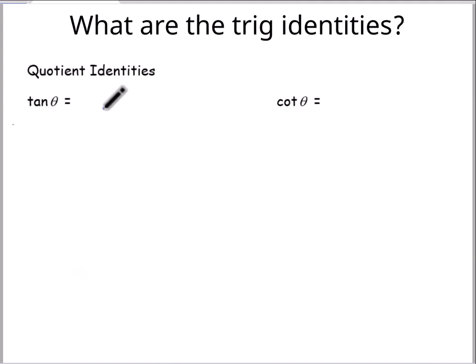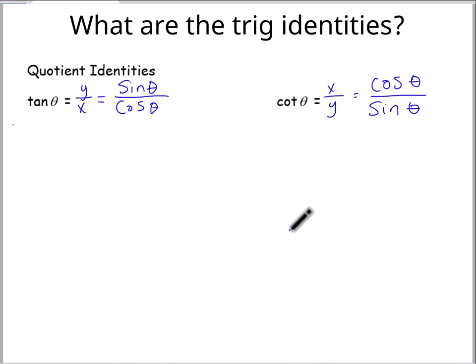All right, and then your quotient identities. Knowing that tangent is y over x, we also know that sine is y and cosine is x. That's where this quotient, which means division, comes from. Tangent is equal to sine over cosine, and therefore cotangent would be equal to cosine of theta over sine of theta. So you can add those two identities to your sheet as well.